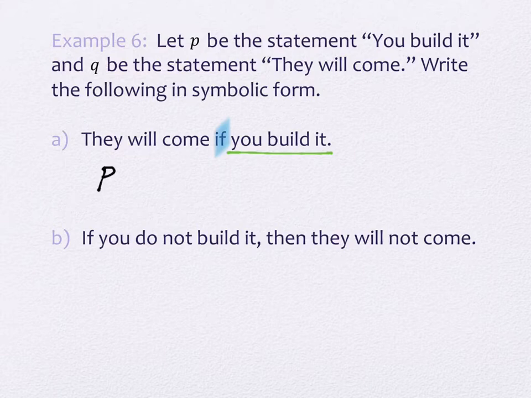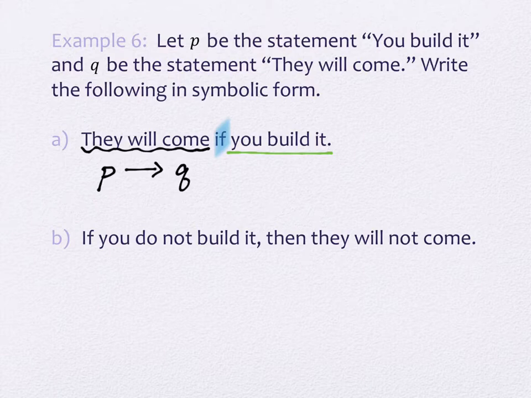It's P. So this is a P arrow. And then the conclusion happens to be listed at the front of this statement. This is one of those weird English things we do all the time. We switch words around, and sometimes it matters what the order is, and sometimes it doesn't. So here, the if is still associated with the you build it. They will come, though, is the conclusion. So this is still P implies Q.